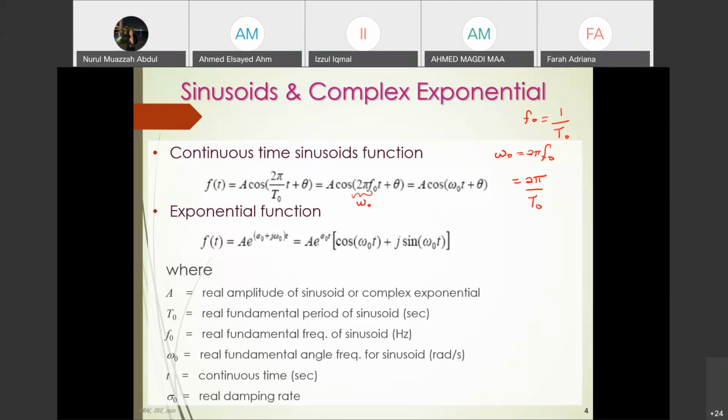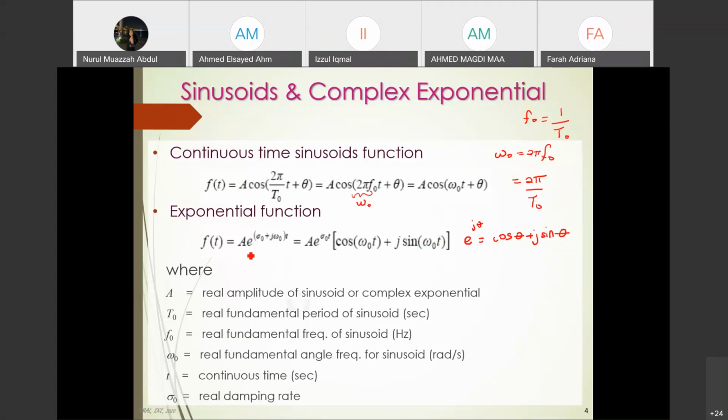This is basically from the trigonometries: exponent j theta is equivalent to cos theta plus j sine theta. If you have already downloaded it, you can refer to the list of formulas. From this, you put it in this equation, then you will get A cos omega naught t plus j sin omega naught t. Any other question?